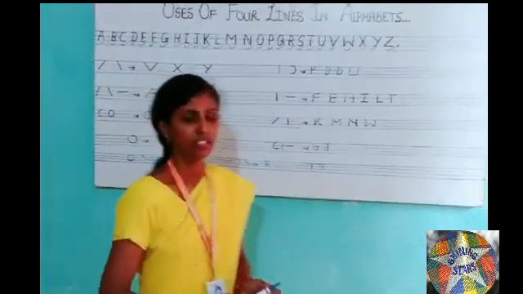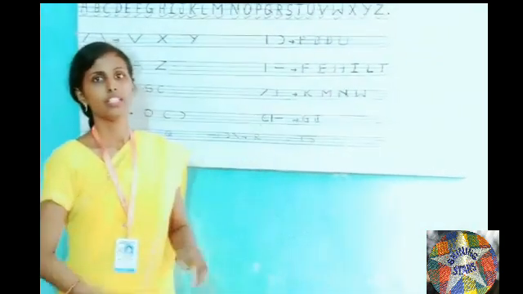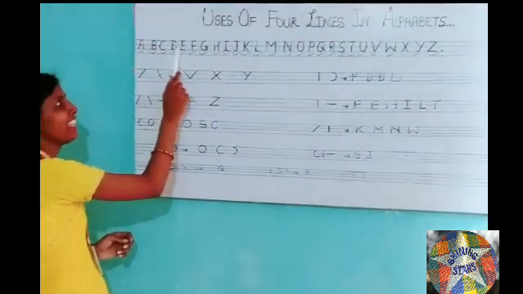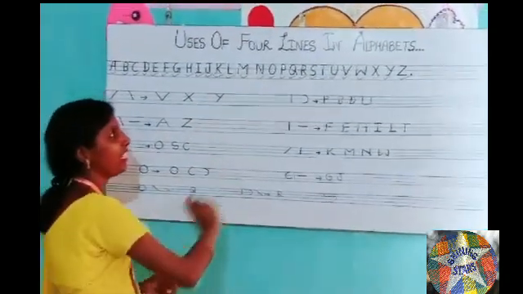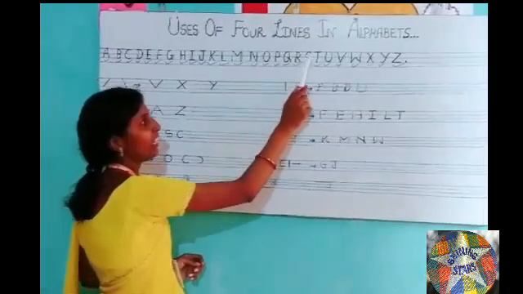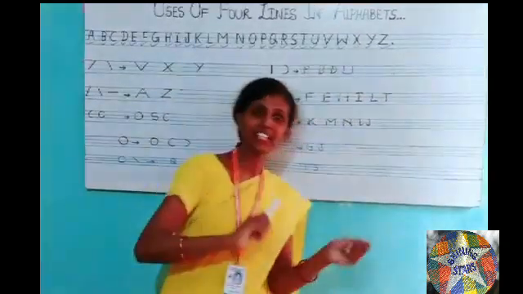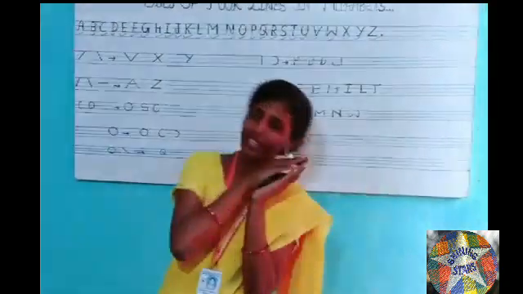So now we will learn the ABCD rhyme. Say with me. A B C D E F G H I J K L M N O P. A B C D E F G H I J K L M N O P. L M N O P Q R S T U V W X Y Z. X Y Z. Sugar on the bread. If you don't like it, better go to bed.